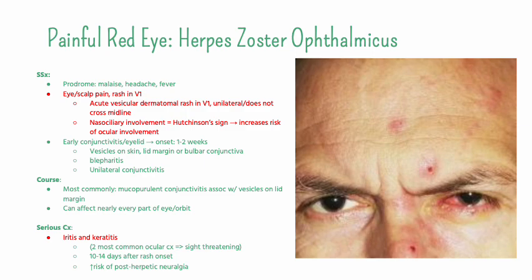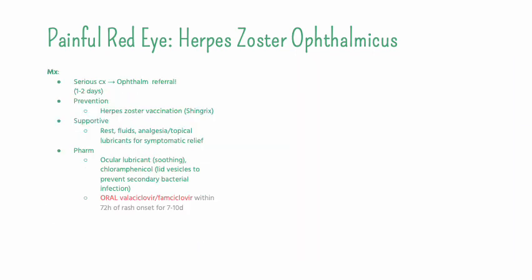The complication of ophthalmic shingles is iritis and keratitis, and it occurs usually 10 to 14 days after the rash onset, increasing the risk of post-herpetic neuralgia. So this condition does require an ophthal referral within 1 to 2 days.